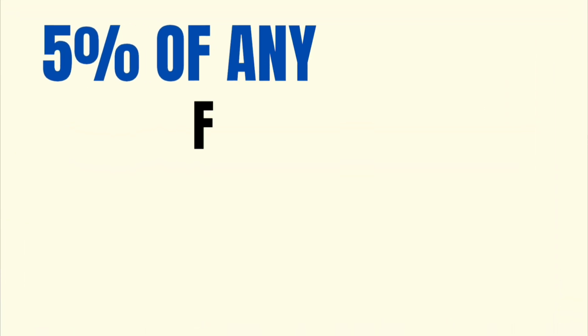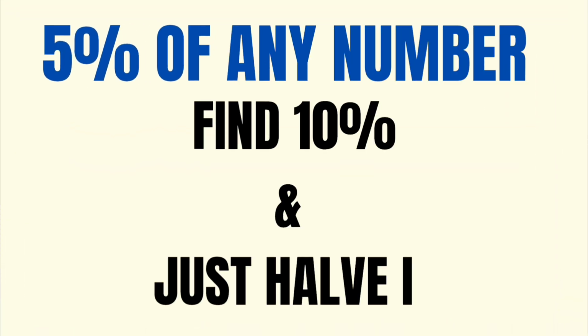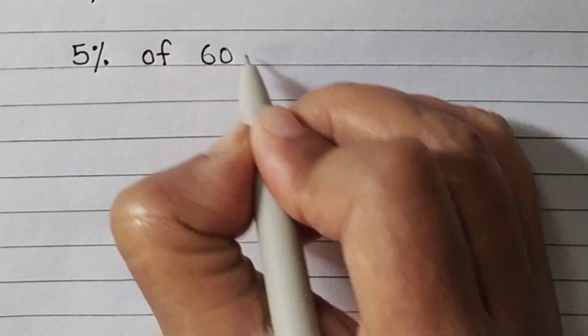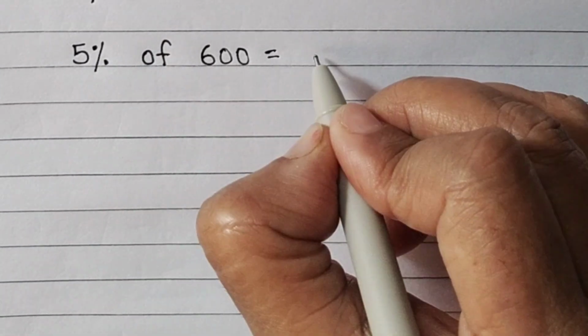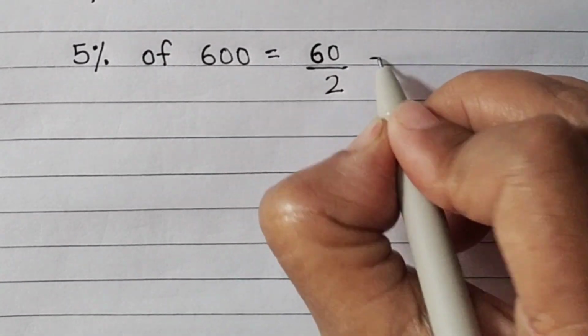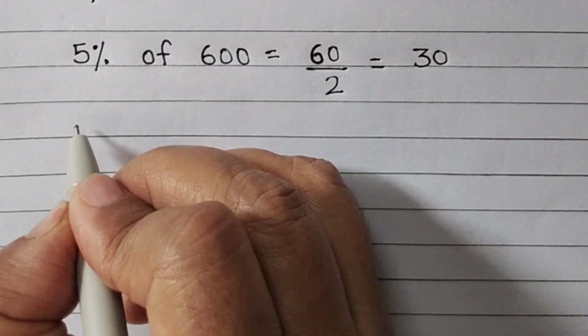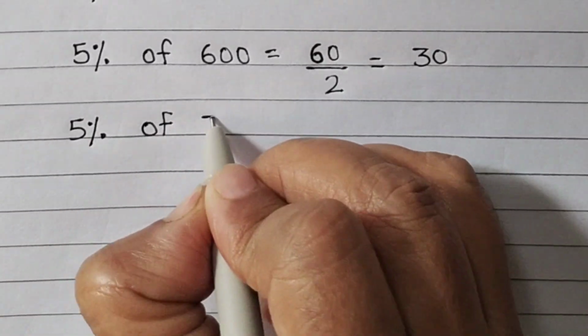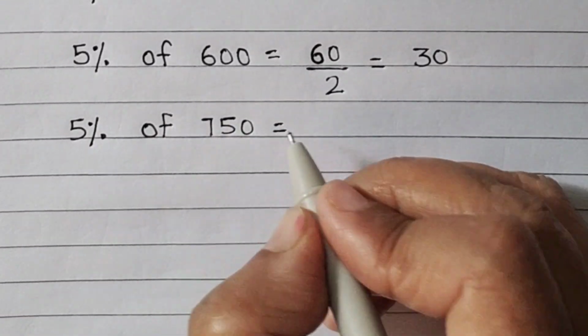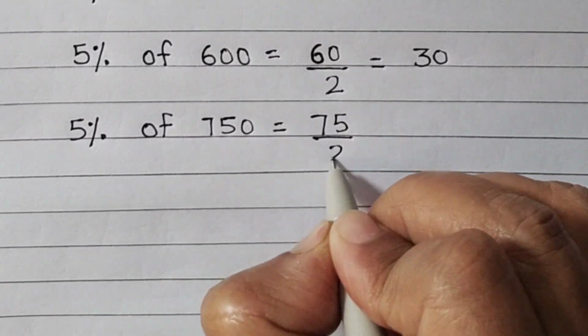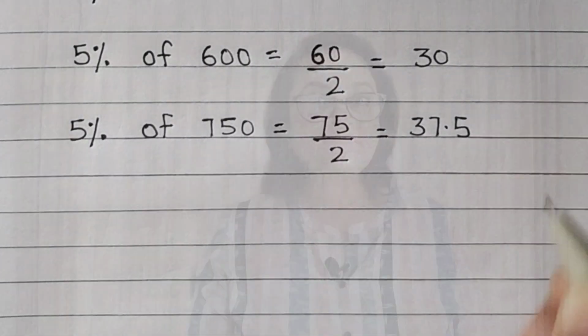Now let's learn to find 5% of any number. First of all, find 10% of that number and then just halve it. 5% of 600. 10% was 60. Its half will be 30. 60 divided by 2 is 30. So 5% of 750. 10% was 75 divided by 2. It will be 37.5.